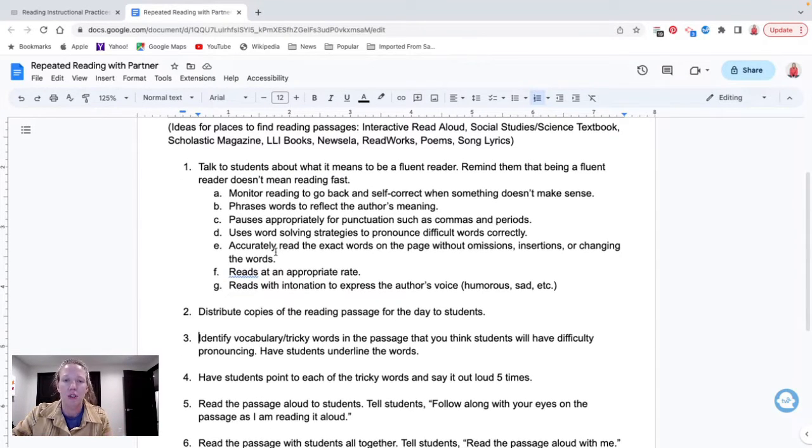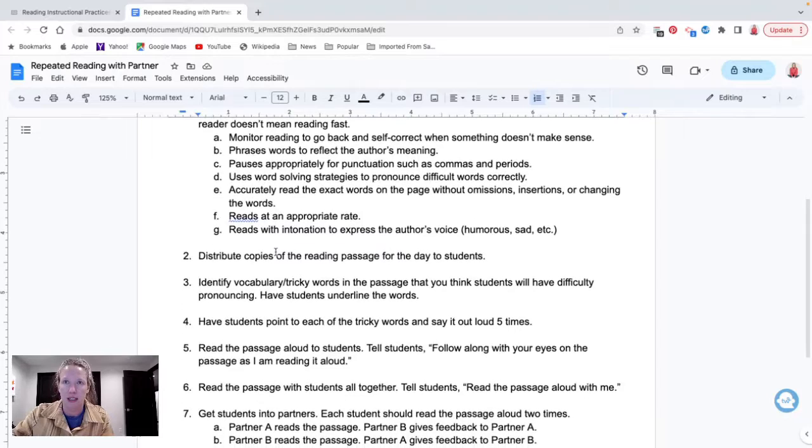Start by just talking to students about what it means to be a fluent reader. Fluent readers, it's not just about reading fast. It's about how you phrase things. It's about pausing at punctuation correctly. You can see all the different things listed there.